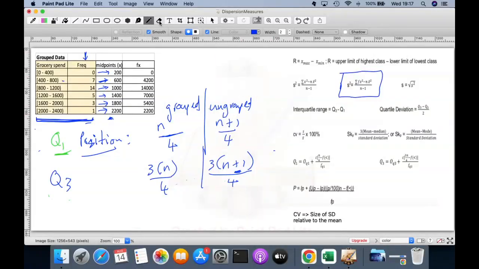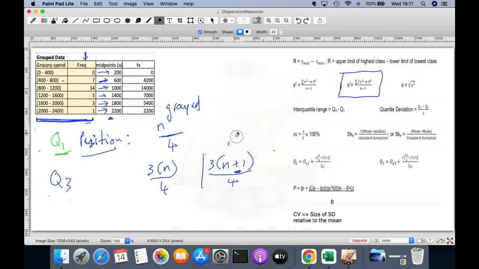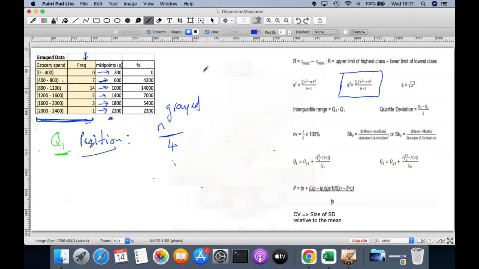All right, I'm going to remove this and make some space on the board. We're going back to working out the first quartile. We know what n is. n is 30, which you worked out earlier. Just plug that into the formula, n over 4, which is 30 over 4, and get the position.